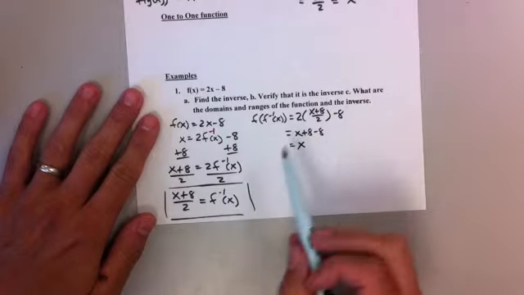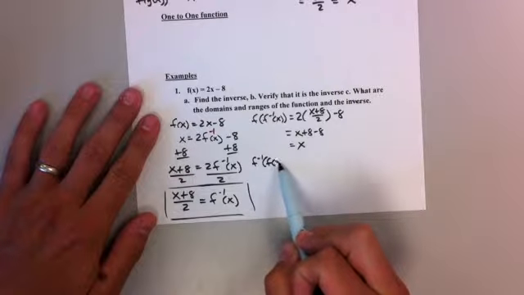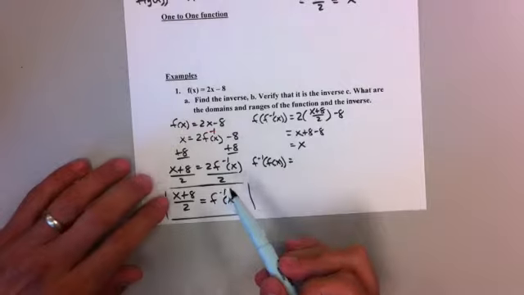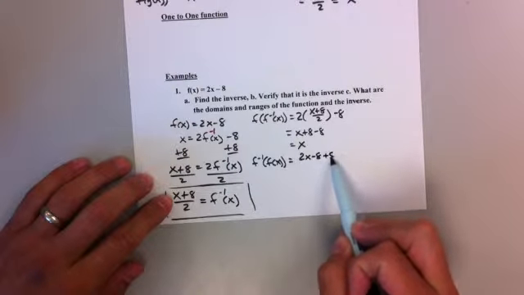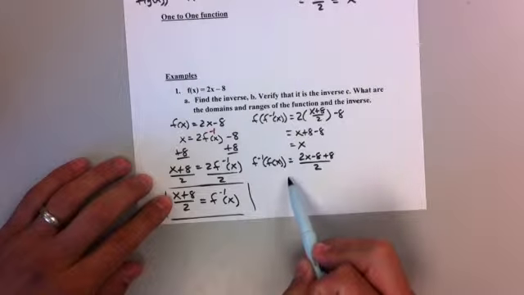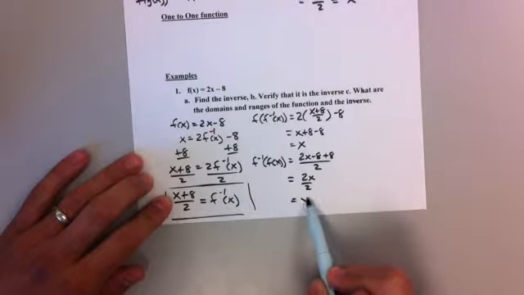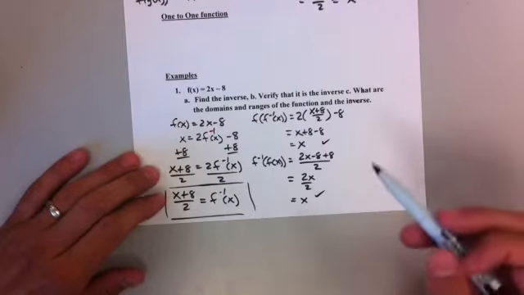Okay, so far so good. Let's do the other one. So the inverse of f of x, so x plus 8, so instead of x, I'm going to put this, all over 2. So I get 2x over 2, so I just get x. Okay, perfect. Okay, both of them worked.